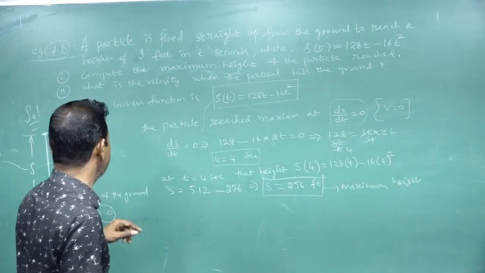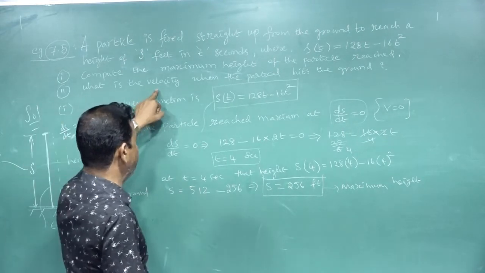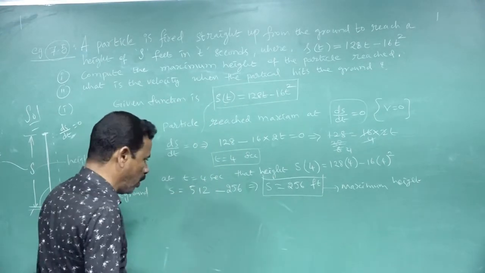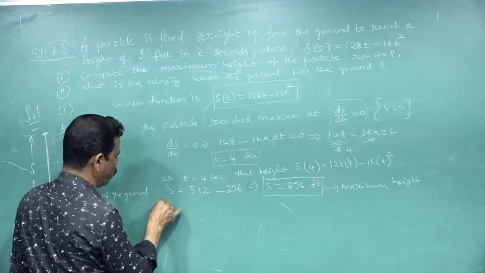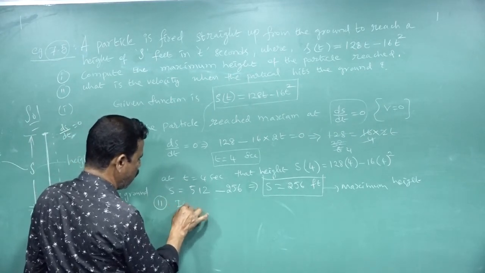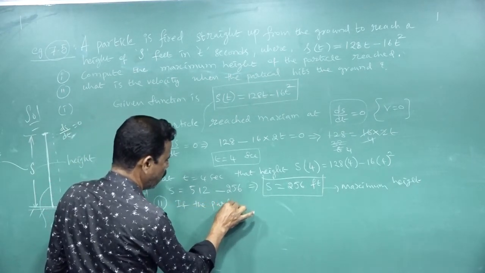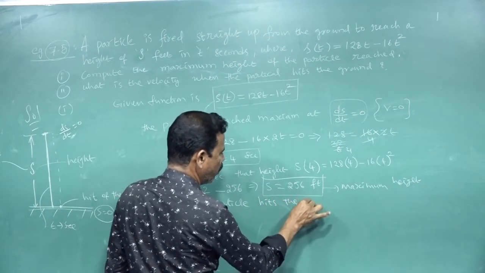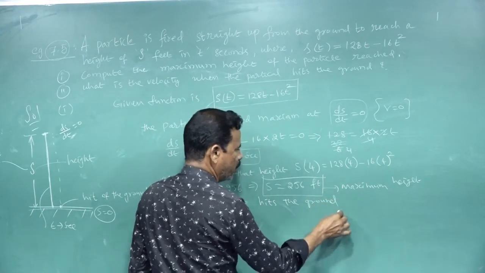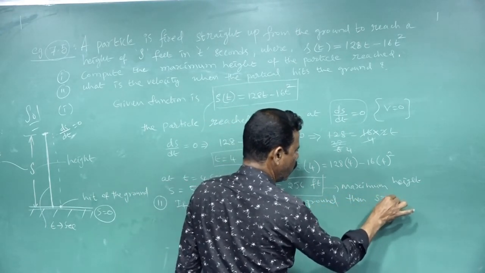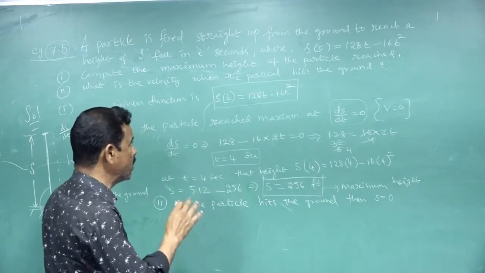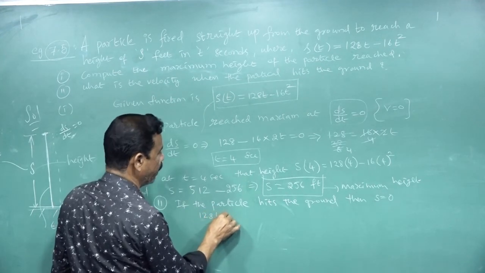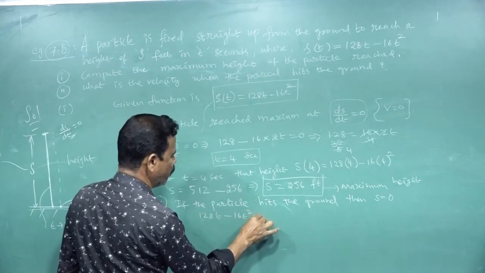After, he is asking, what is the velocity when the particle hits the ground? If the particle reaches the ground, s is equal to 0. Number 2 subdivision. If the particle hits the ground, then s is equal to 0. So then what is s? S is equal to 0, means 128t minus 16t square is equal to 0.